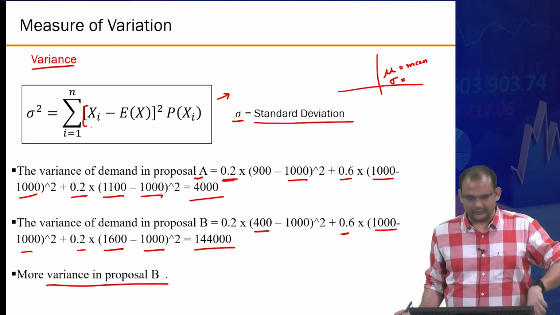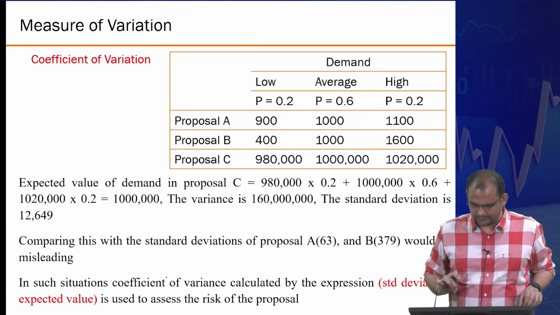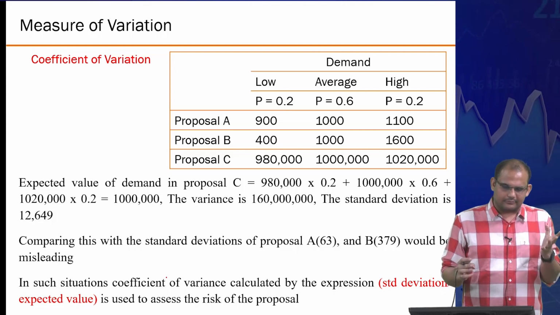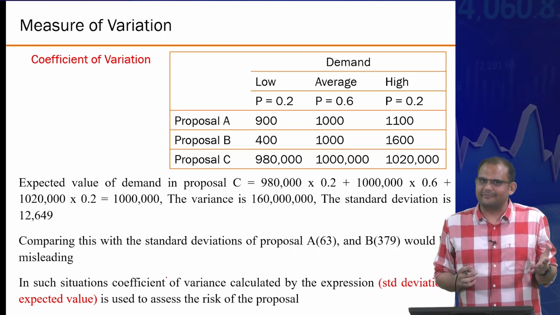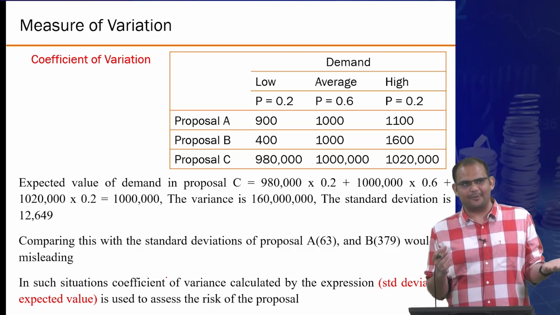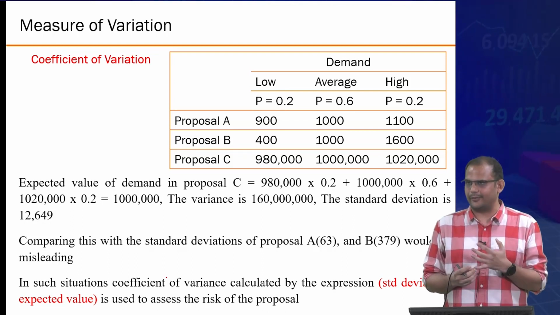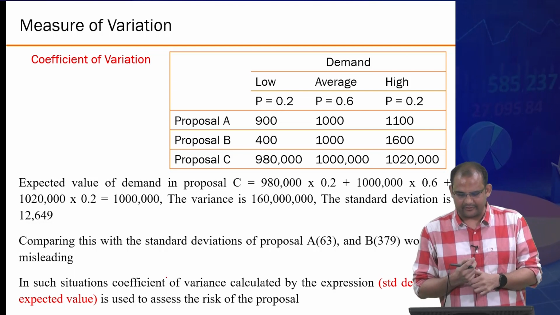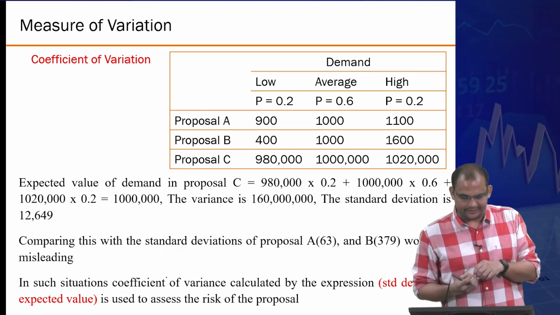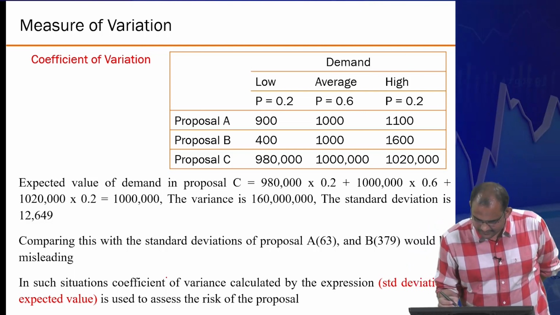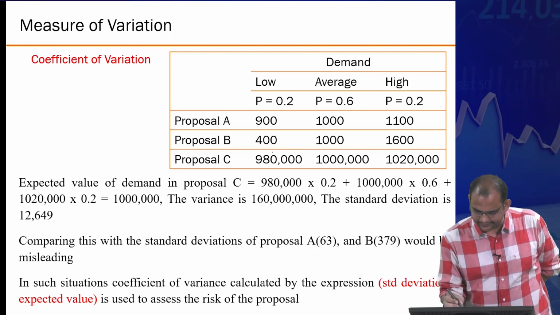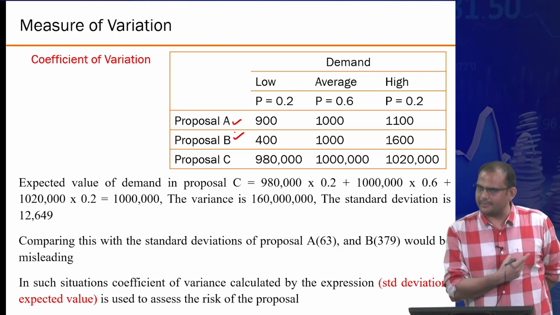All right. Then the problem with variance also, while it is a good method, is that it is not easy enough or intuitive enough to understand. And I'll give you an example of proposals A, B, C here. You see, in proposal C here, A and B are the same that we have seen.